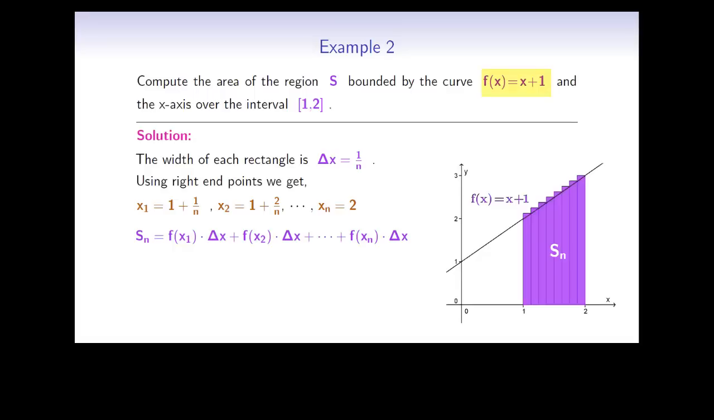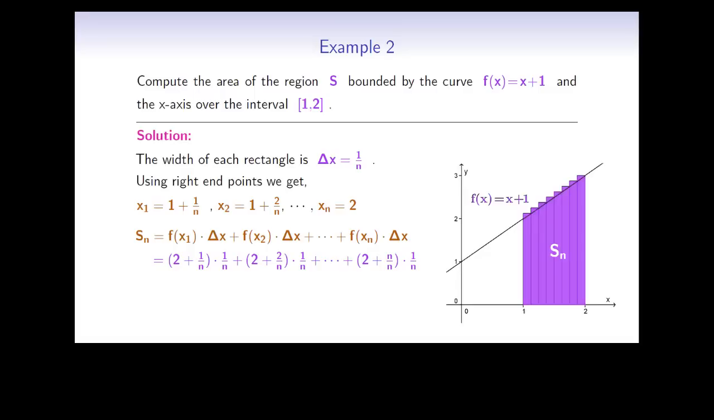Recall that the function f of x is x plus 1. So when we compute f on the first right endpoint, we get 1 plus 1 over n plus 1, or 2 plus 1 over n, and then times delta x, which is 1 over n. The second term, f of x2 times delta x, will be equal to 2 plus 2 over n times 1 over n, and so on. The last term will be 2 plus n over n times delta x, which is 1 over n.